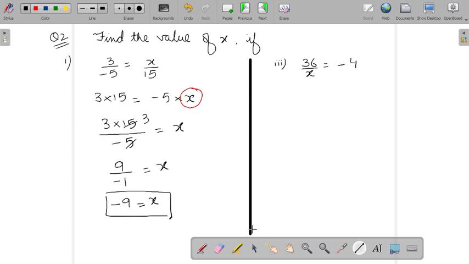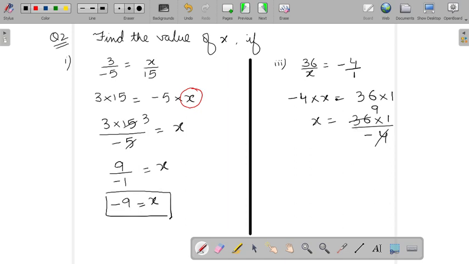Again we will do the cross multiplication. Now in this case, minus 4 upon 1. You will write it like this. Now do the cross multiplication. So minus 4 multiply x equal 36 multiply 1. So x would be 36 multiply 1 upon minus 4.